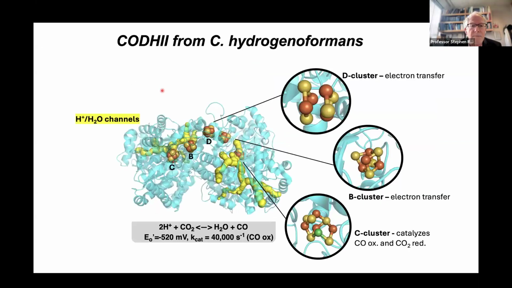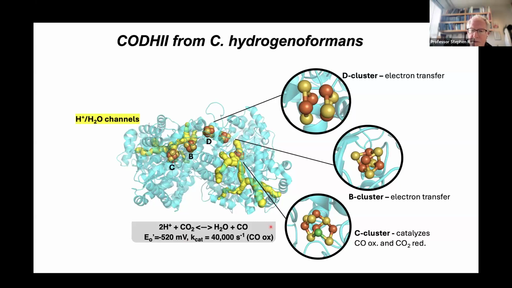So this is a skeleton picture of that CODH where you can see that there are proton and water channels, and there are three metal clusters here that allow it to catalyze the proton-coupled electron transfer to CO2 to make carbon monoxide. And that occurs at a redox potential of minus 520 millivolts, again, without an overpotential, with very high catalytic efficiency and rate.